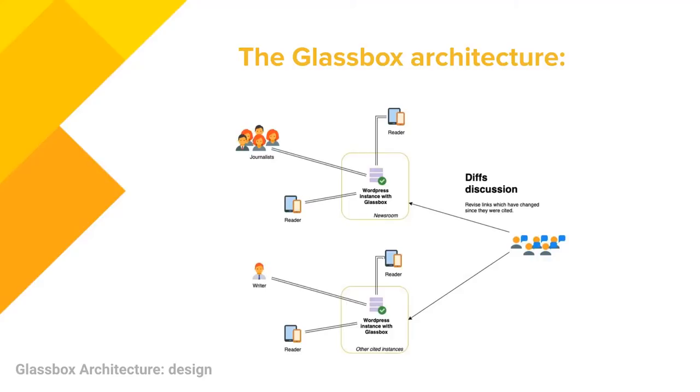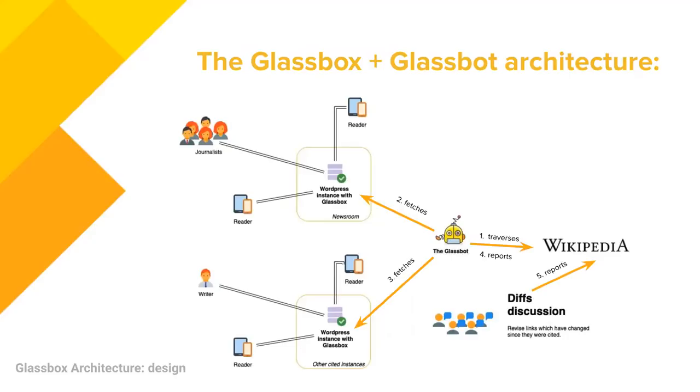But what if we could go one step further, and put Glassbox together with a Glassbot, that could actually help Wikipedia know when the source changes and know that you have to go and rectify the information, because the source may not be the same in this moment, right? So we thought that Glassbot could traverse Wikipedia links, then go and fetch these Glassbox instances and report to Wikipedia. So the community can check those reports and discuss them, right?